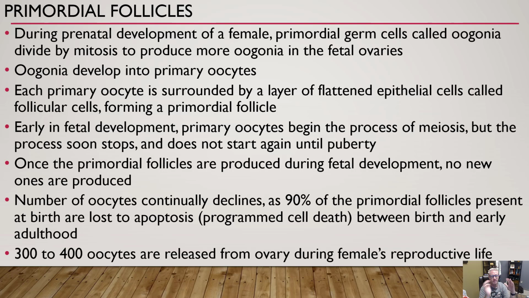And then in fetal development, these primary oocytes start meiosis, but then it stops all of a sudden, and it doesn't really start again until puberty. And once the primordial follicles are produced in fetal development, no new ones are produced. So during fetal development, you're going to have all of the eggs in your body that you're going to have for the rest of your life.